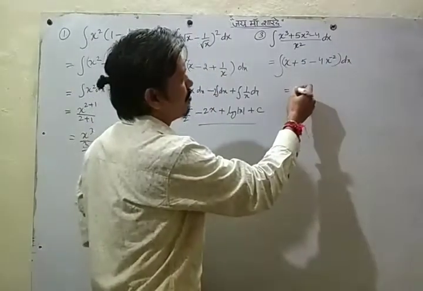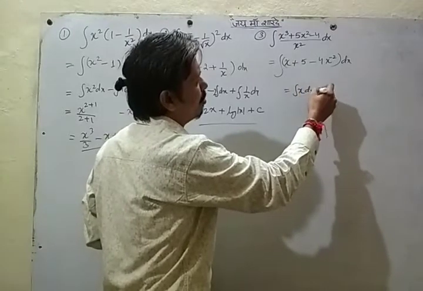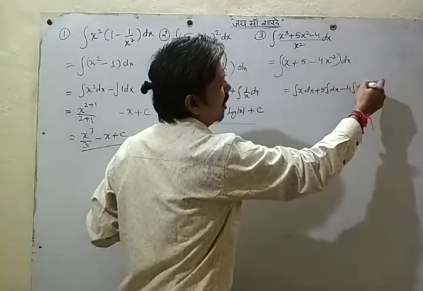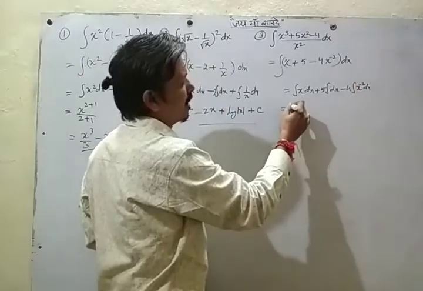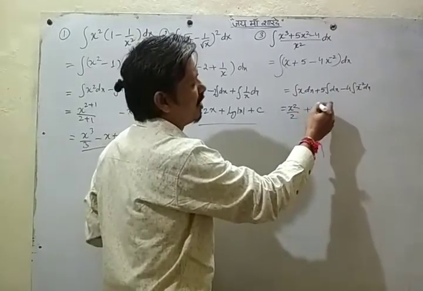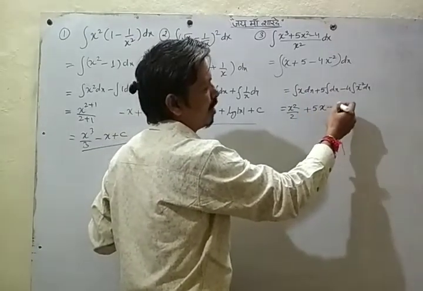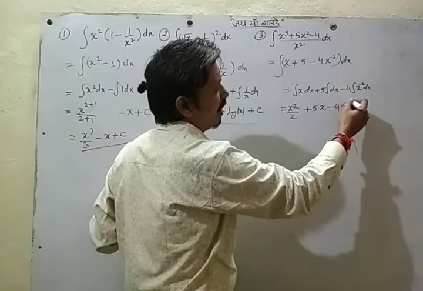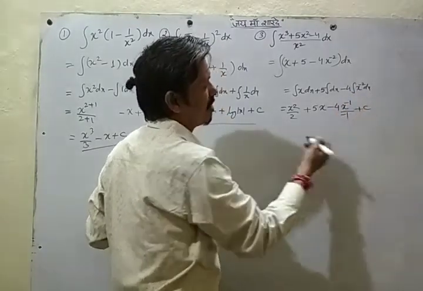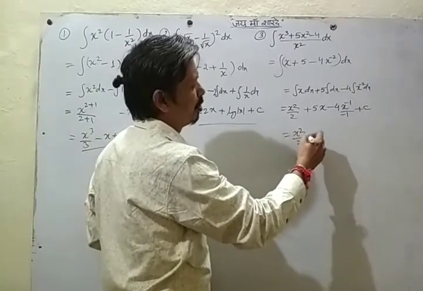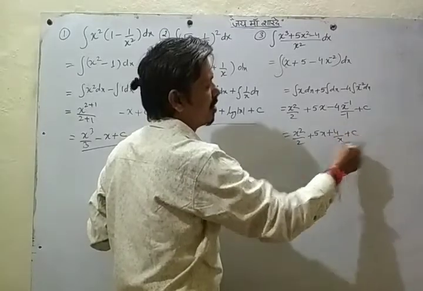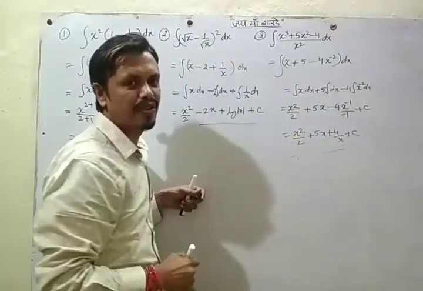Now it can be written as the integral of x plus 5 times the integral of 1 minus 4 times the integral of x to the power minus 2. So it is equal to x square by 2, by applying the formula of x to the power n again, plus 5, the integration of 1 is x, minus 4 times the integral of x to the power minus 2, which is x to the power minus 2 plus 1, meaning minus 1, upon minus 1, plus constant c. So it is x square by 2 plus 5x plus 4 upon x plus c, which is our integral of this. Okay?